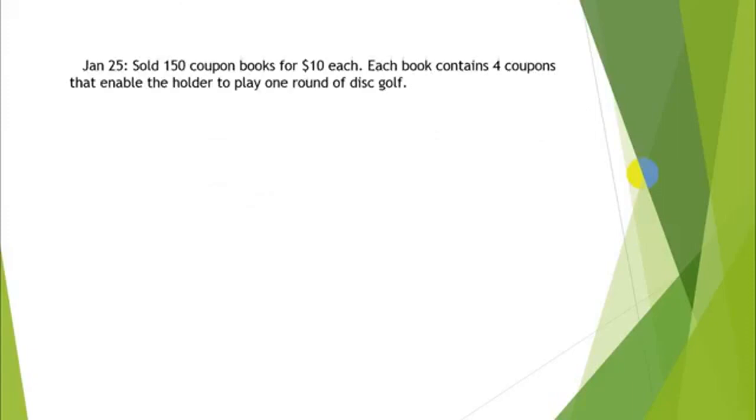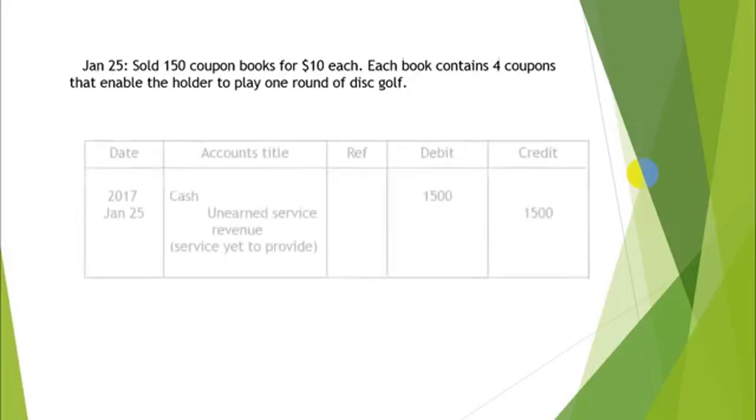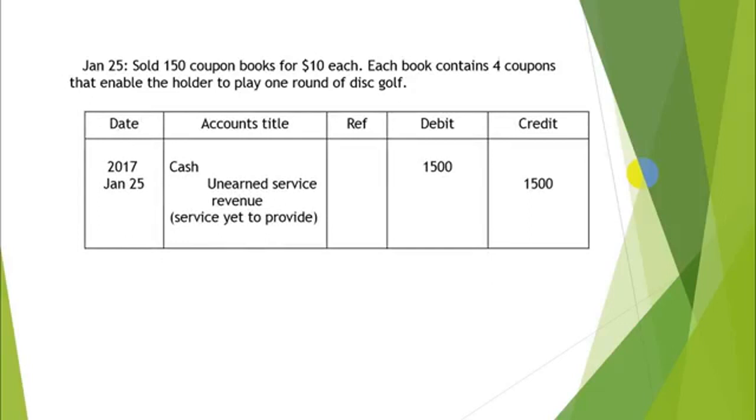Now we see the next transaction. The next transaction is January 25th, and it sold 150 coupon books for 10 each, and each book contains 4 coupons that enable the holder to play one round of golf. So they sold 150 coupon books, so the price is 1,500, and the account titles are cash 1,500 and unearned service revenue, because they have not provided the service yet. So unearned service revenue is the credit balance and the cash is the debit balance.